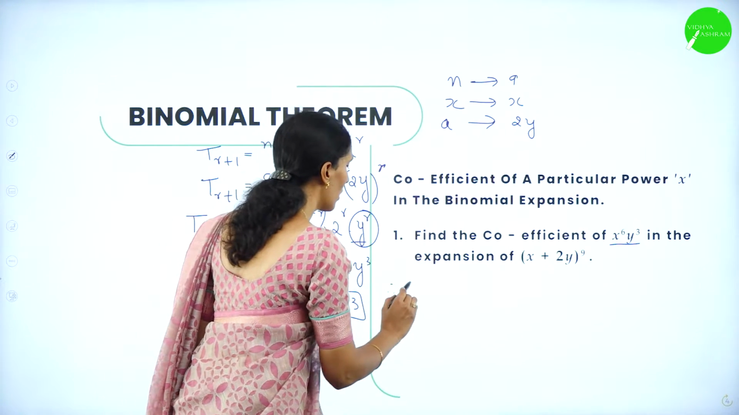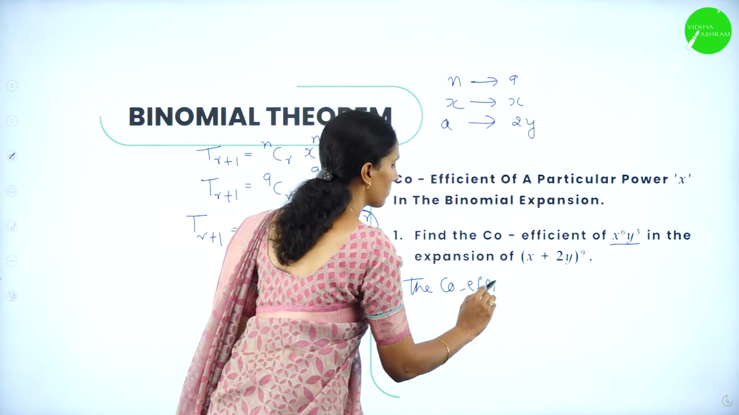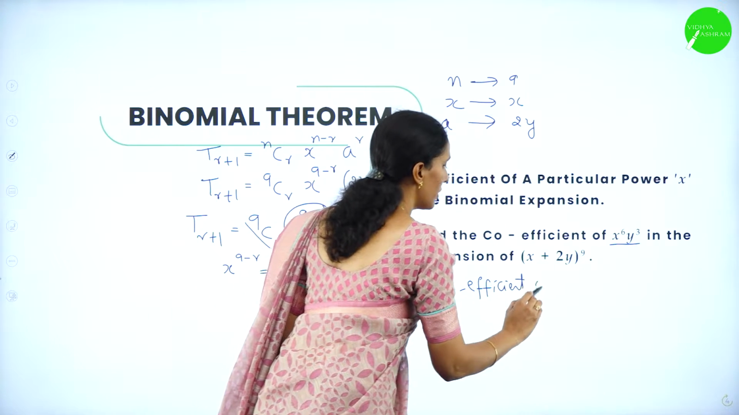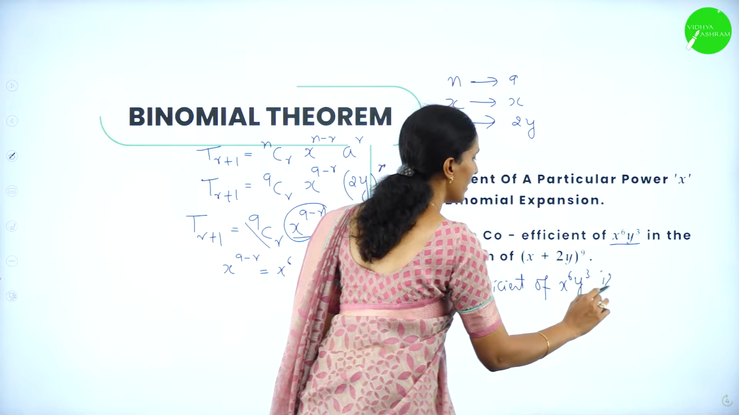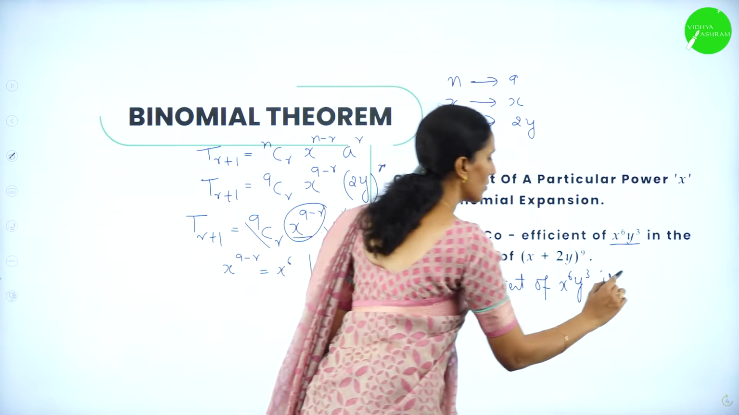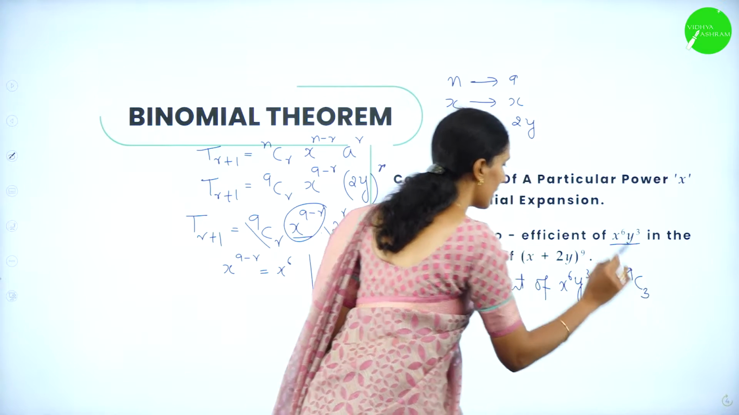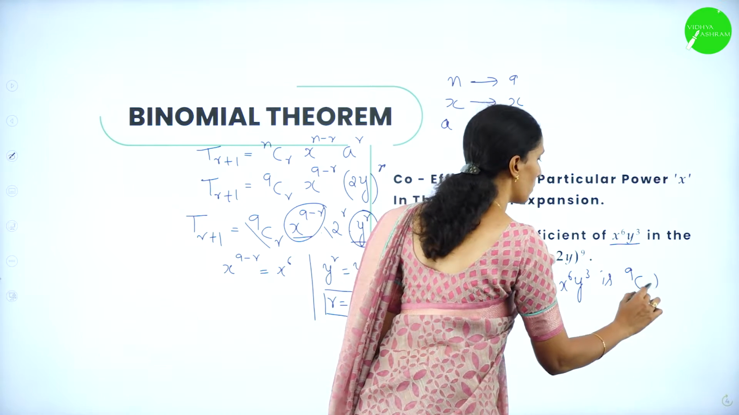Therefore, the coefficient of x power 6 y cube is 9Cr. What is the value of r? 3. So therefore it is 9C3. And here we have 2 power r, which is 2 cube.